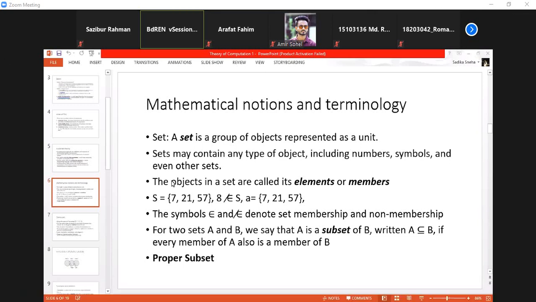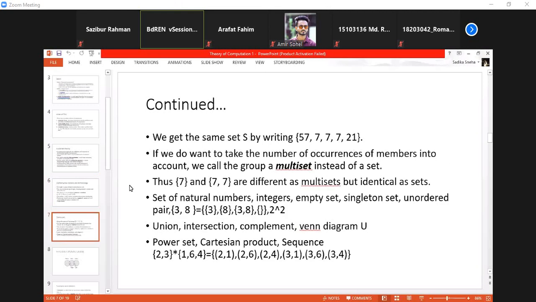Every member of A also is a member of B. It will be a proper subset if every member of A is also a member of B, but the two are not equal. Okay. So after that, we have seen many other terms like multi-set.